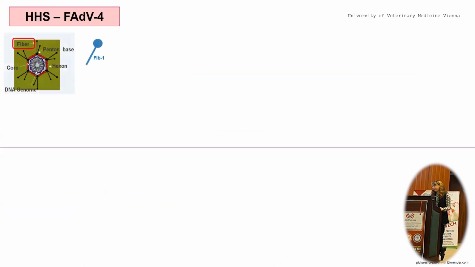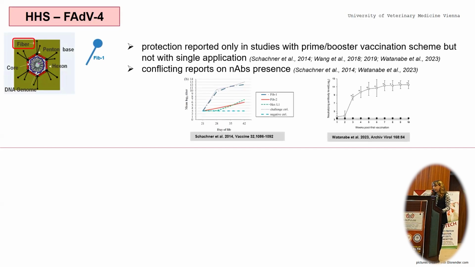So let's talk about the fibers. As you remember, there are two fibers, fiber 1 and fiber 2, for FAdV4. For fiber 1, there are several studies that focus on this, and protection has been reported only in the study that used a prime booster vaccination scheme. So they had a prime vaccination and then a few weeks later, a booster vaccine. But in one study that had only one application, there was no protection with fiber 1.